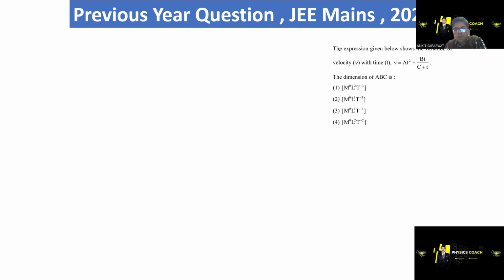So hi everyone, let's look at this question. The expression given below is the variation of velocity with time, and they are asking the dimension of A, B, C. So dimension of A: first of all look at the expression, it is At² and we will apply the principle of homogeneity. Bt by C plus T.